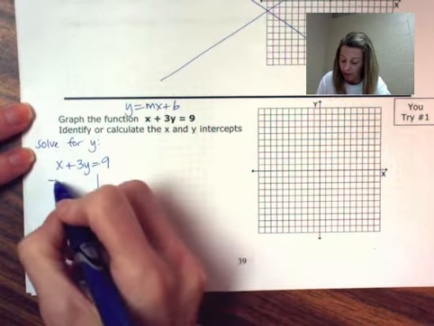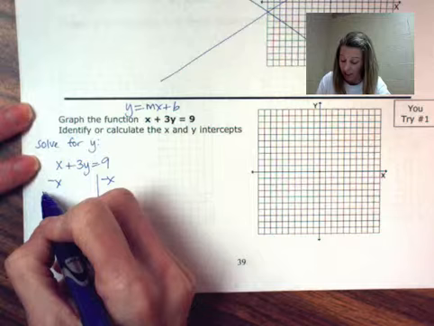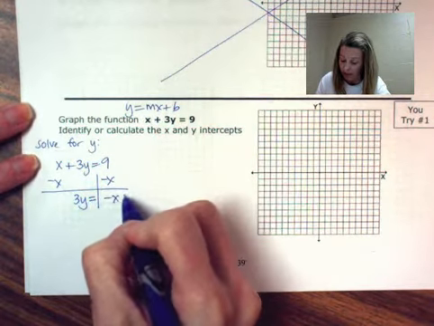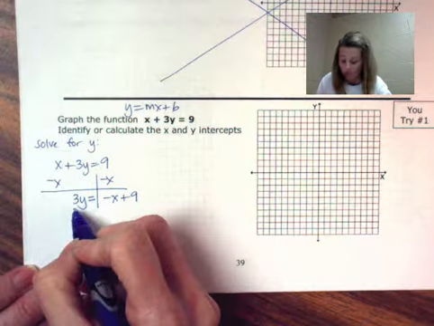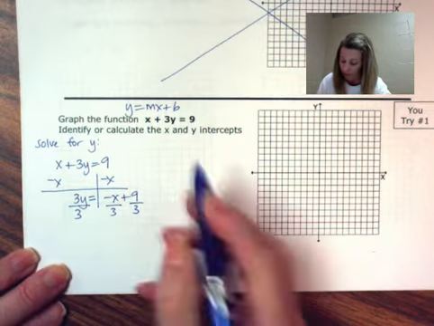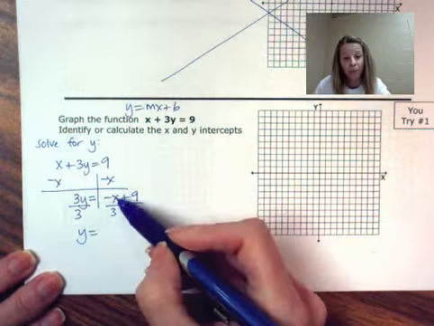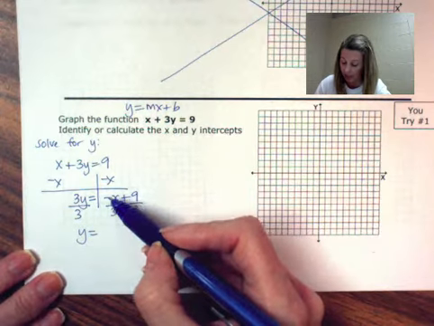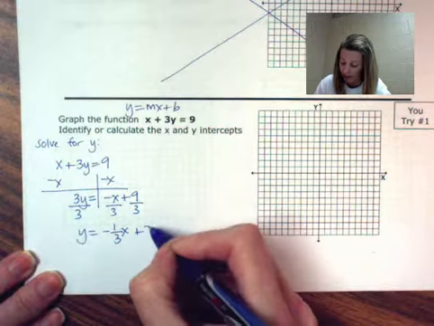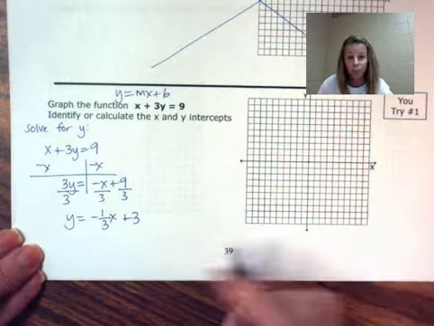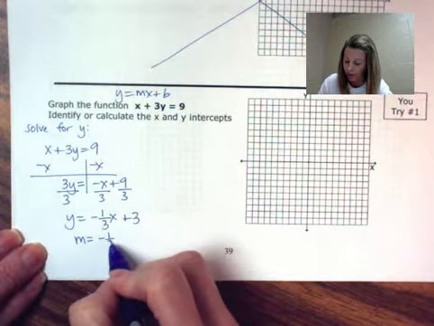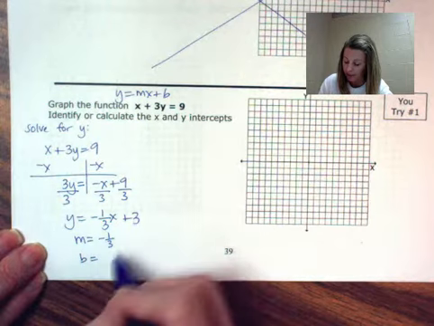Remember, that's the process where we move the x over. So I take away x from both sides. I now have 3y equals negative x plus 9. Then I need to undo and get rid of the 3, so divide everything by 3. That gives me y equals, and remember, there's a 1 in front of this x. In fact, it's a negative 1. So negative 1/3 x plus 3. Now remember, we're looking for the m and the b. So my m is negative 1/3 and my b is positive 3.